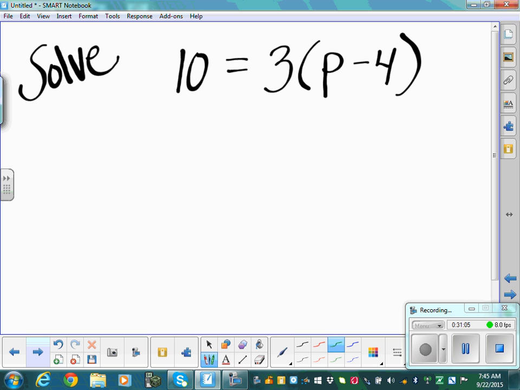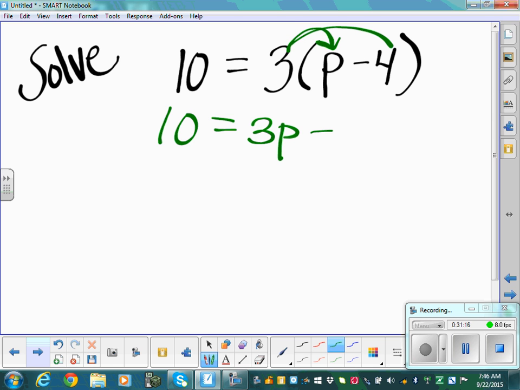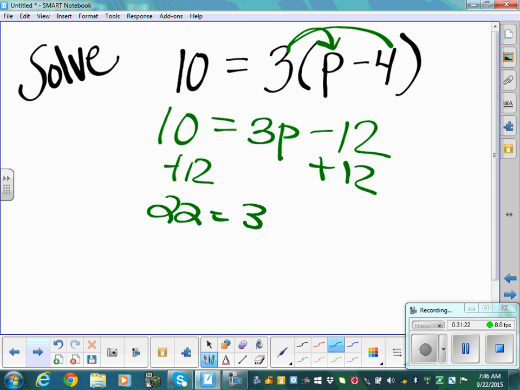Okay. Solve for P. Look at this one really quick. So over here on the left, we have 10 is equal to 3 times all that stuff. We've got to distribute. 3 times P is 3P minus 12, and then solve for P. So add 12. 24 equals 3P, divide that by 12.